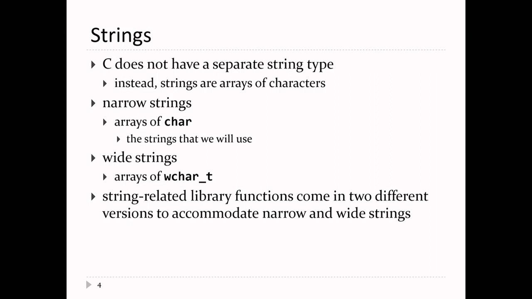Now, the weird thing in C is that there is no actual string type, which is strange coming from languages like Python and Java, where strings are first-class types. Instead, the C language says strings are just arrays of characters, and you have to deal with all of the limitations that come with that. So what are the limitations?